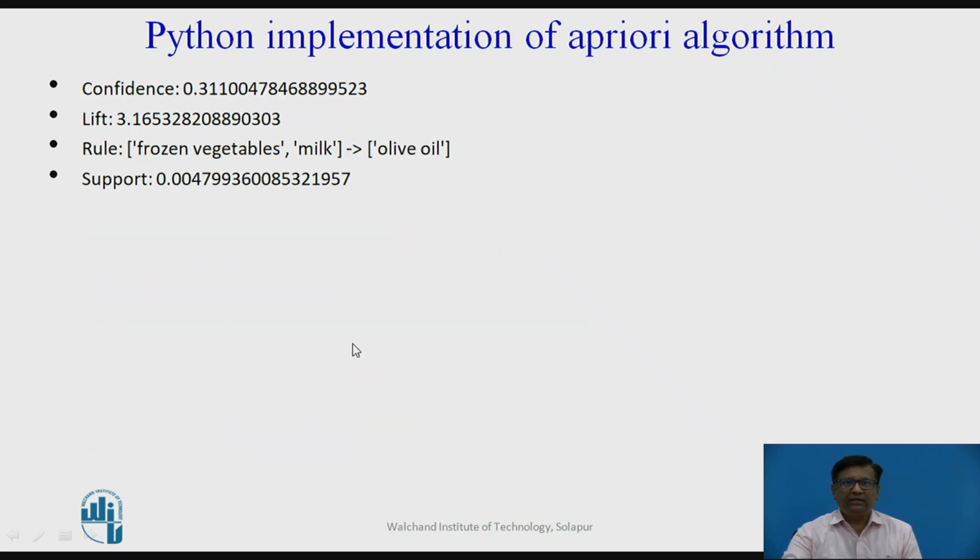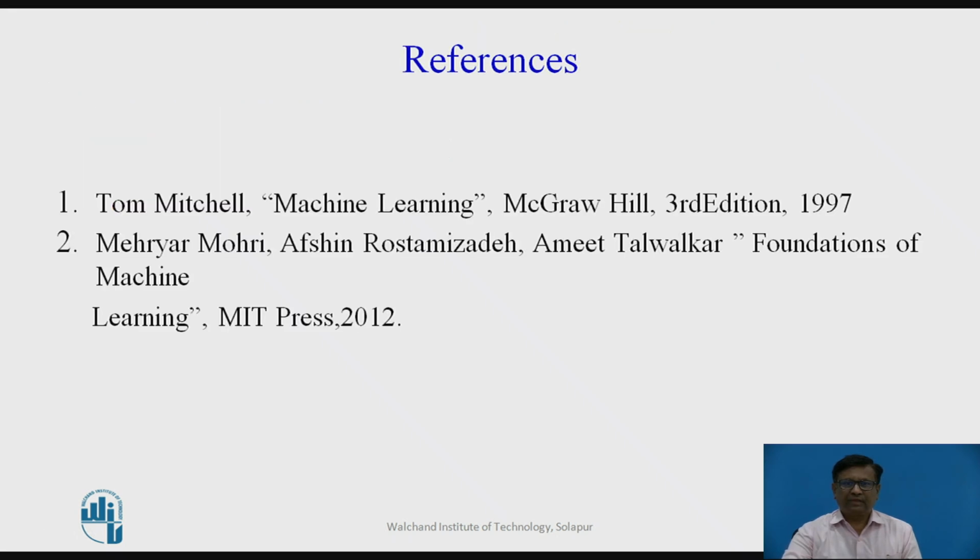And if you look at the rules, for example, here the rule is what? Frozen vegetables, milk and olive oil. So this is the association between these 3 items. Whenever olive oil is purchased, frozen vegetables and milk are also purchased. So this way we can generate the rules.